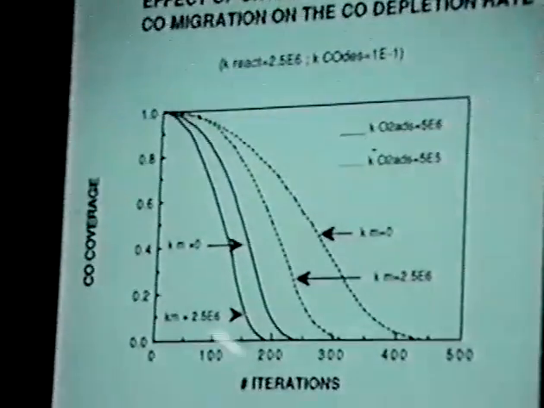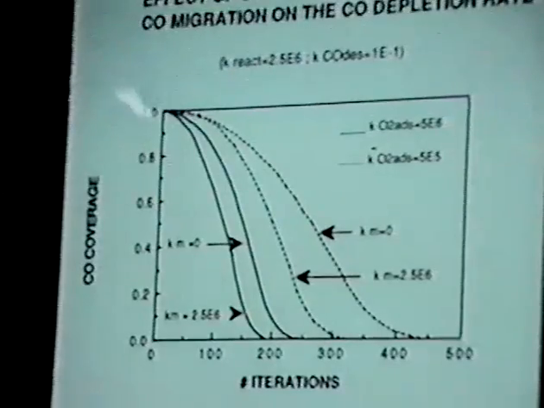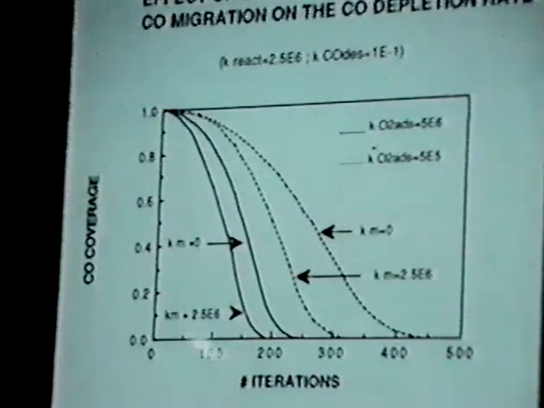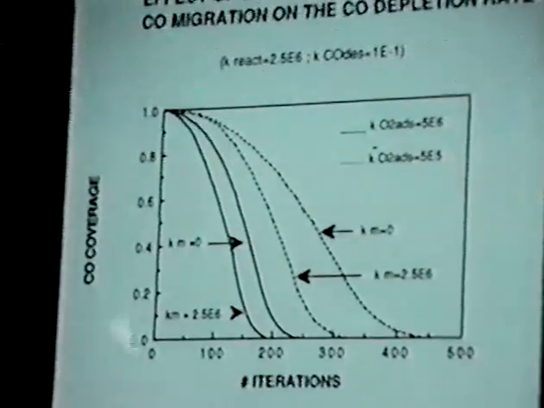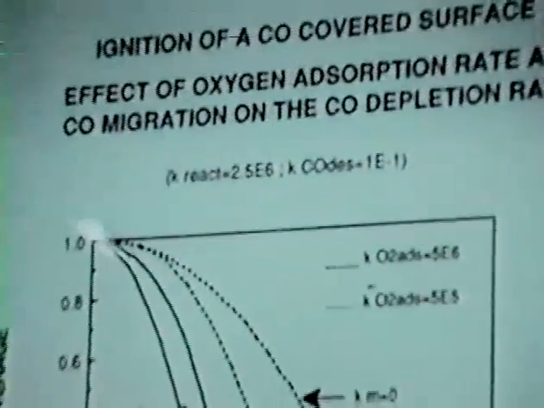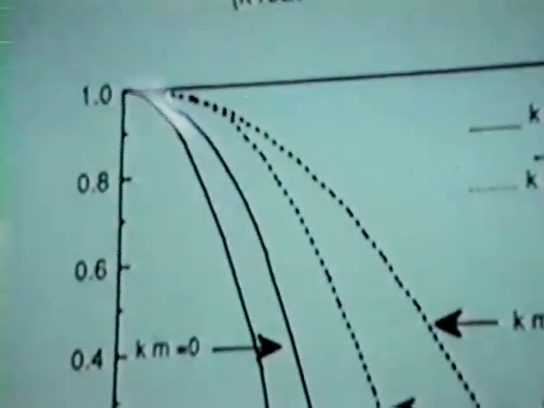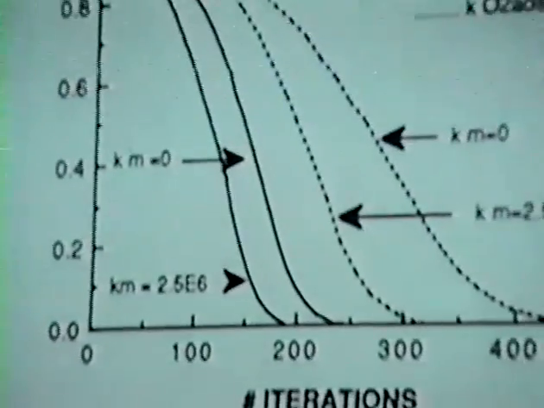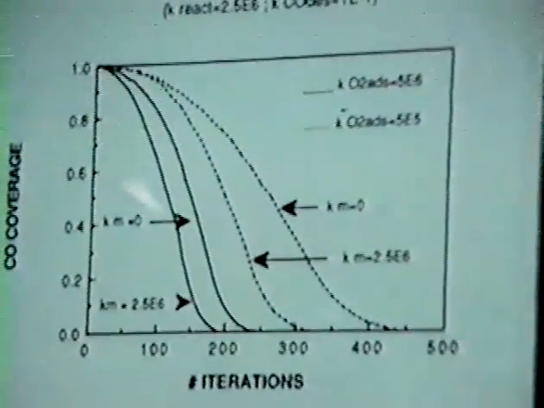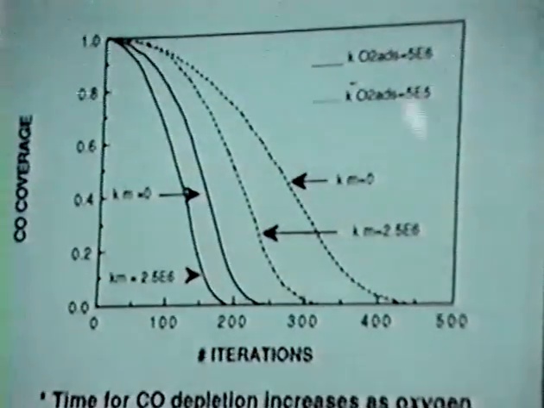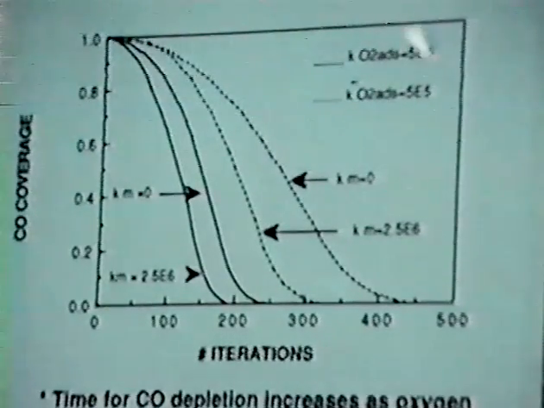Also consider migration. For example, we look at a CO covered surface, and in this case the rates are sufficiently large, so we don't need too many iterations. We look at how the CO is depleted from the surface as a function of number of iterations or time, and you see that considering migration increases the rate of depletion of CO from the surface, and it also depends on what kind of pressures you're using.